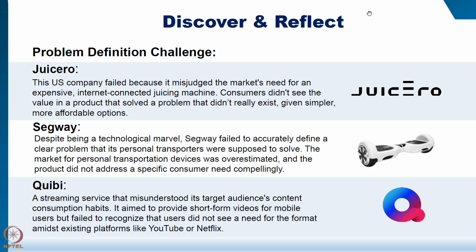First is a juicing machine called Juicero, which wanted to make juicing, which means fruit or vegetable juice making, simple. So it was associated with healthy living.